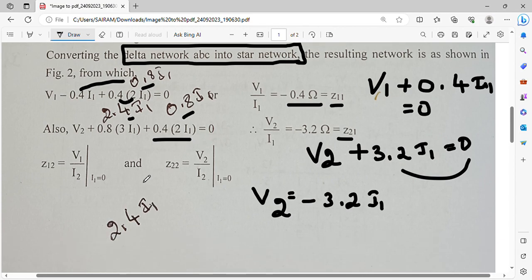Now we want to find Z12 and Z22. Z12 is V1 by I2 for I1 equal to 0, and Z22 is V2 by I2 for I1 equal to 0, right? This is one important thing. So now let me try to solve this out.